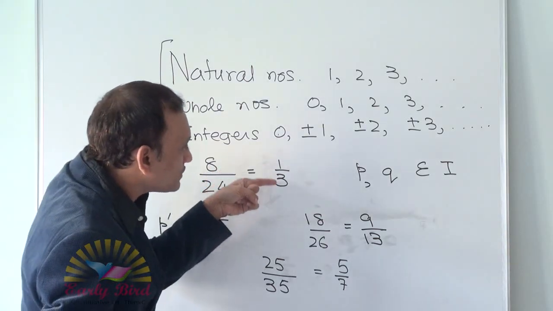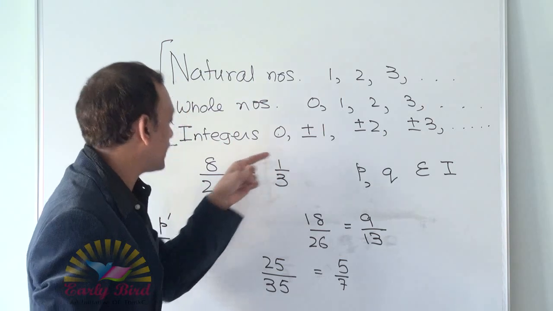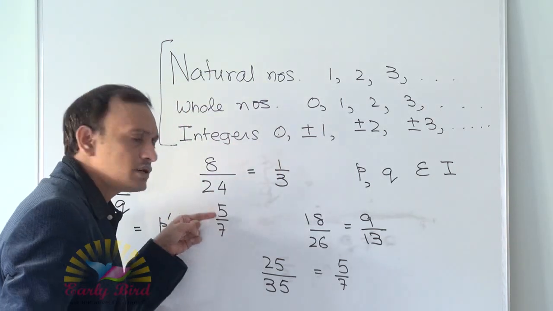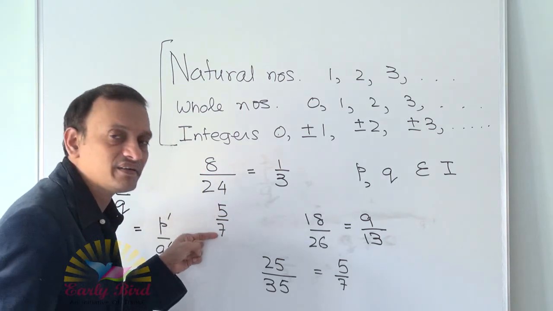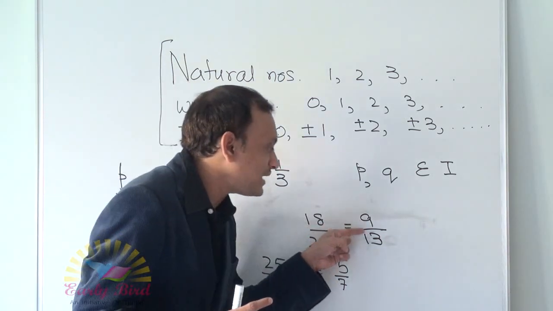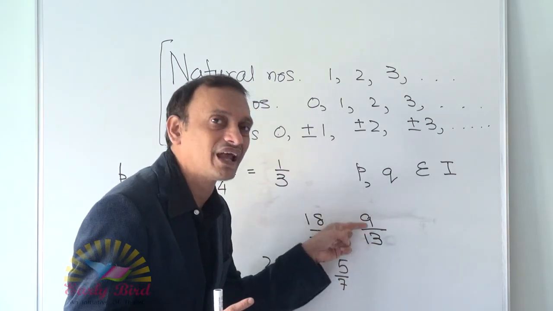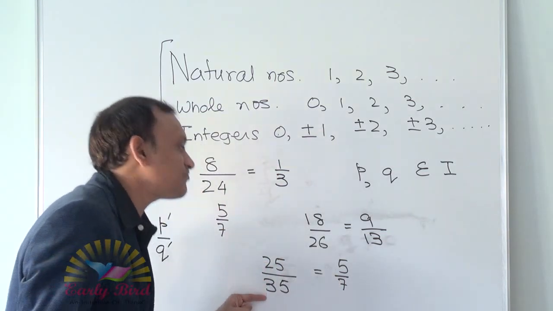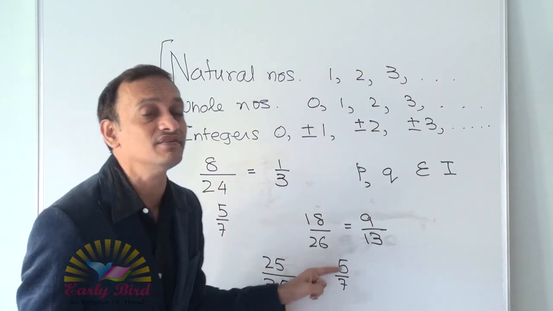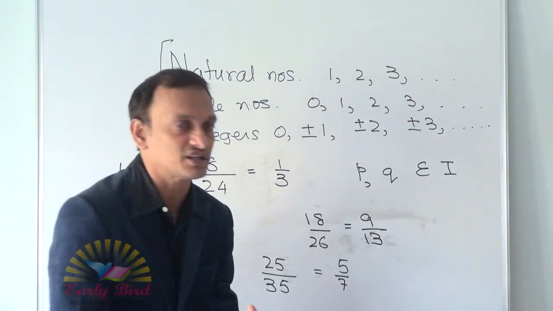For example, 1 and 3, are they co-prime? Yes, because the only common factor between them is 1. 5 and 7, are they co-prime? Yes, the only factor common between 5 and 7 is 1. 9 and 13, are they co-prime numbers? Yes, because the only factor common between 9 and 13 is 1. 5 by 7, once again, 25 by 35 could be reduced to 5 by 7, where 5 and 7 have only one factor common, that is 1.